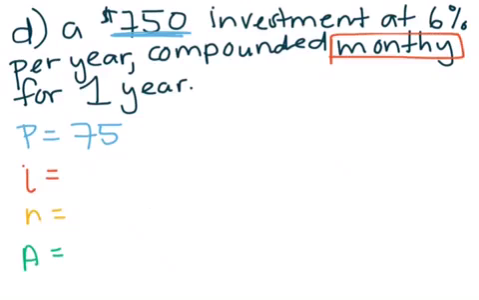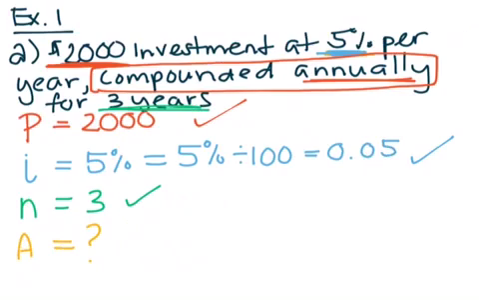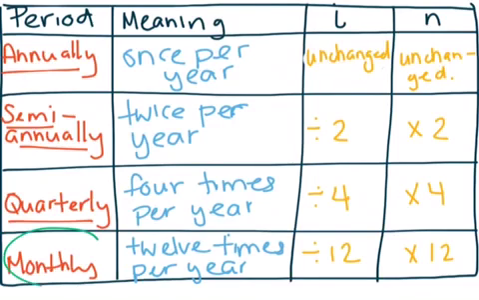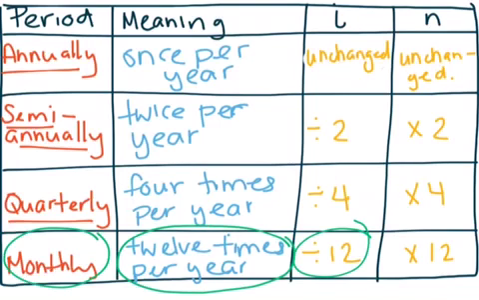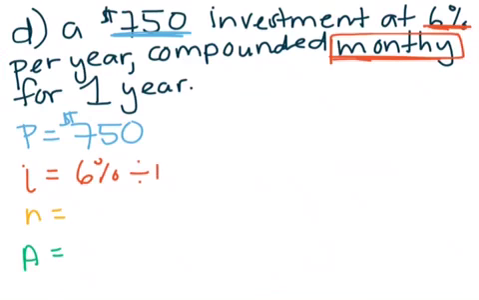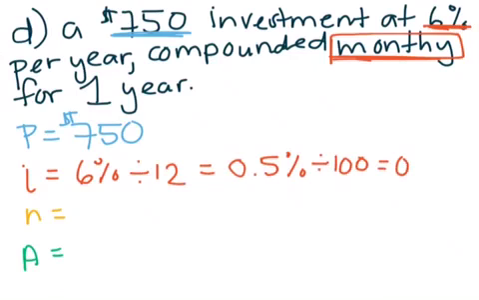Principal is $750. Our interest rate, I see a percentage, 6%. Can I leave it at 6%? I don't know, I have to go check my chart. We're compounding monthly, which means the bank is going to compound our interest 12 times per year, and the interest rate has to be divided by 12. You should be referencing that chart for every single question. 6 divided by 12 is 0.5%. We can't leave that the way it is. We have to divide that by 100 to get a decimal, which gives us 0.005. So there's our interest rate in decimal.